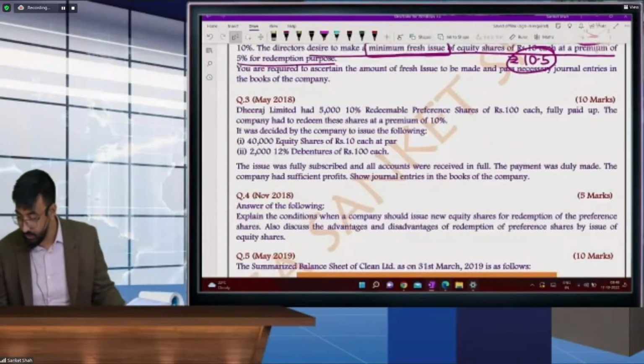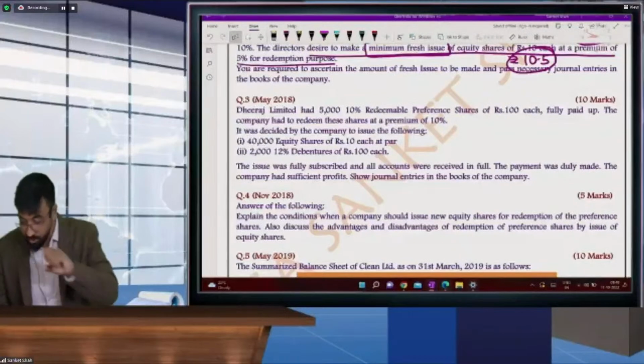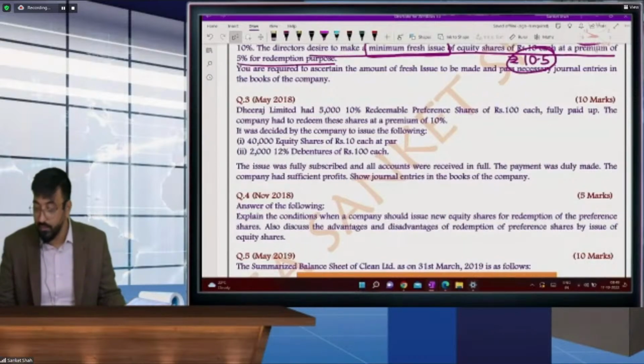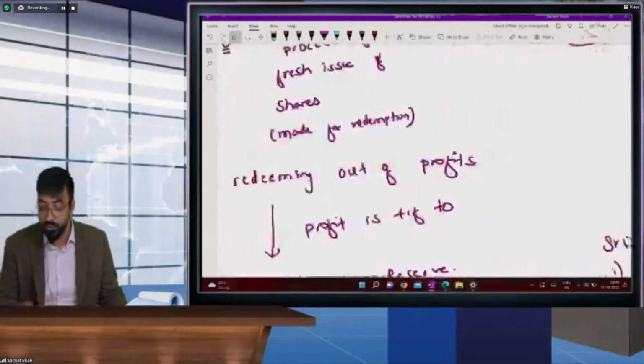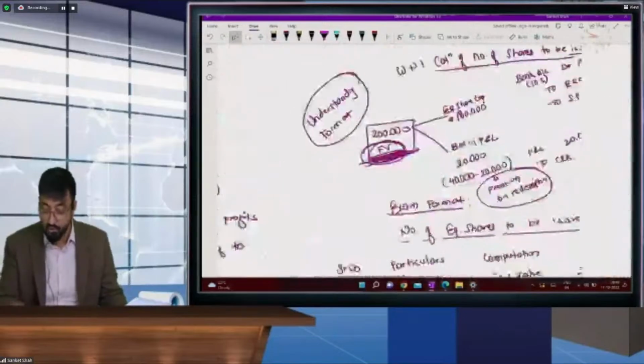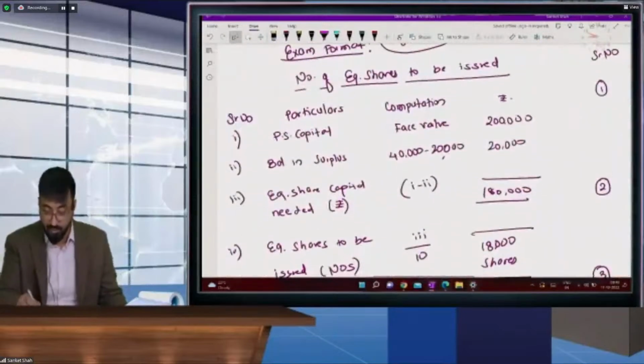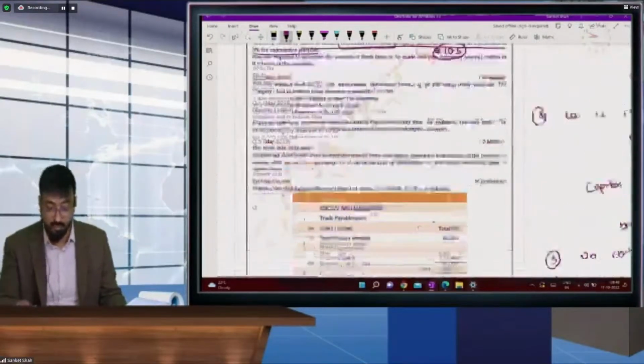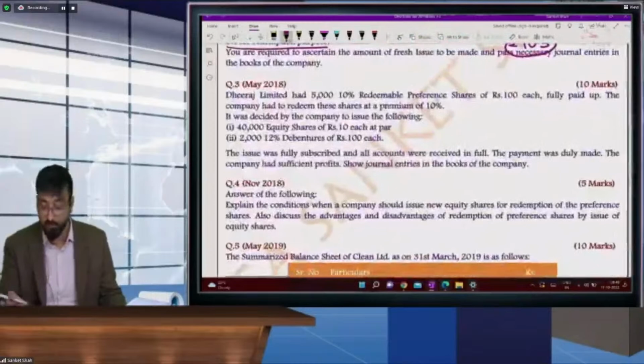Yes, beta. Extract of balance sheet, I will tell you, Ashwin. Working note, beta. No, working notes are important. Working note will carry marks. So this working note, exam format. Here from here you have to write, and then all journal entries. So this is the examination format.